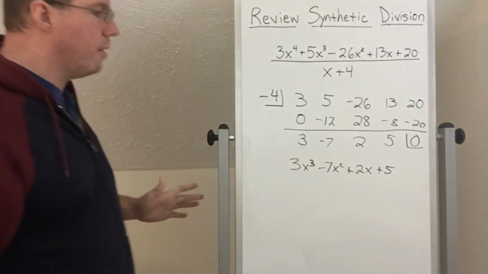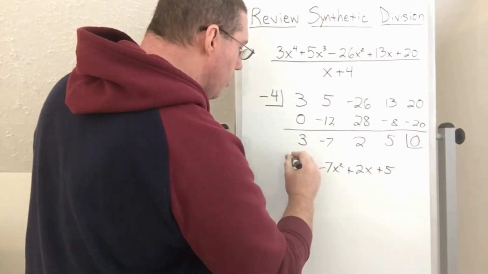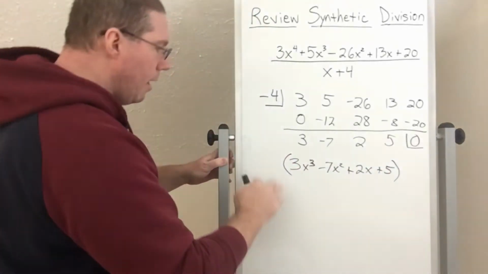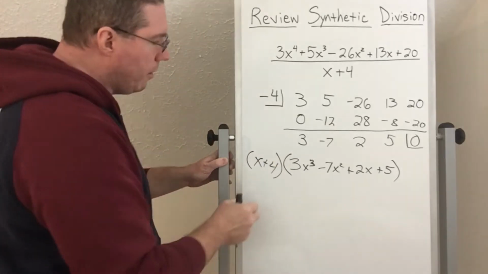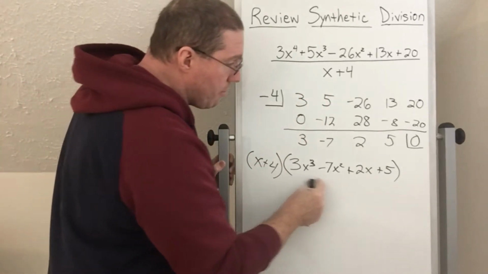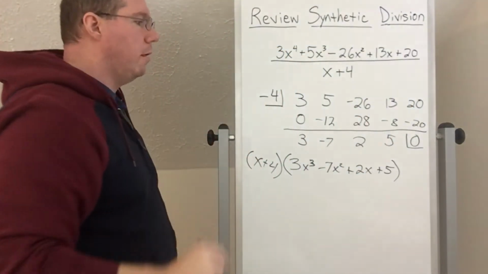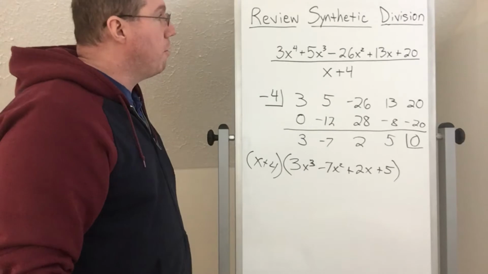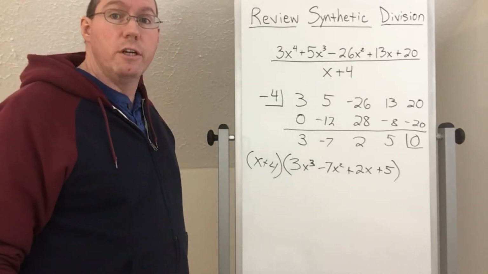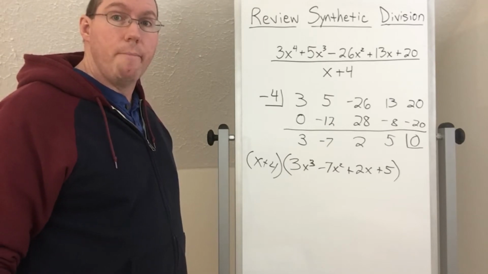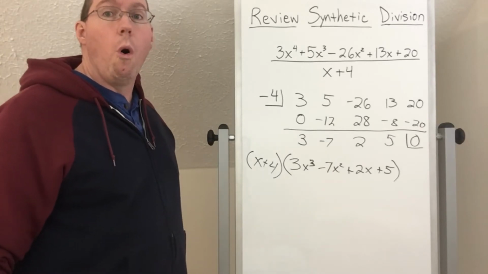And so what we can now actually say, since this is the quotient, is that if we were to put some parentheses around this polynomial, and then in front of it put x plus 4, we could say that x plus 4 times this polynomial is equal to this polynomial in the numerator, okay? And so that is just our review of synthetic division. You're probably going to use a good bit of synthetic division to solve several limits, okay? Now let's move on and let's review a concept from rational functions called holes.